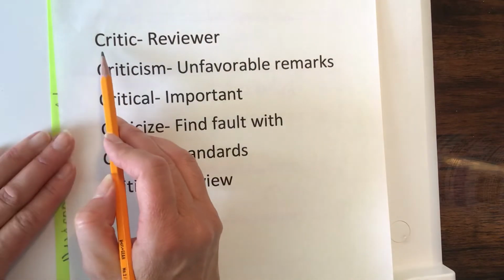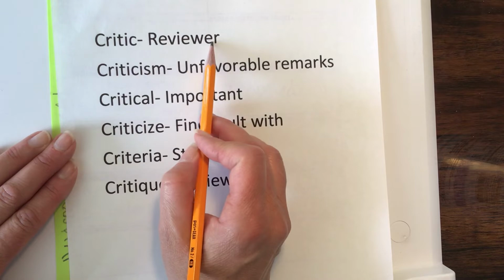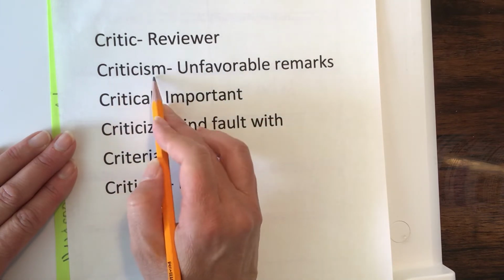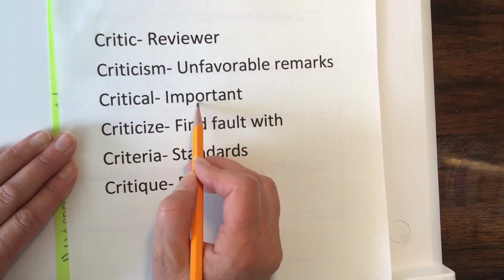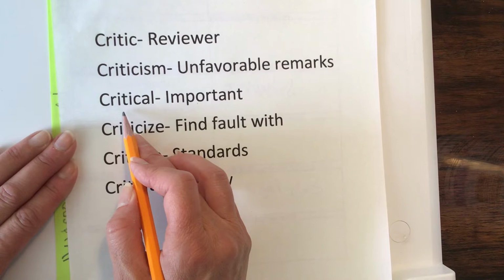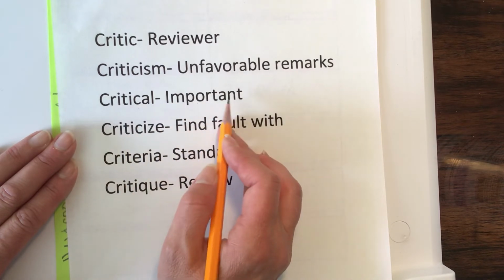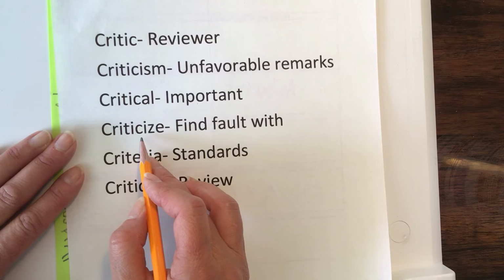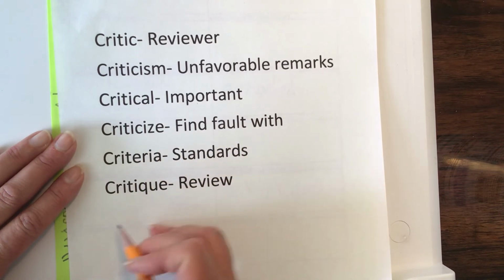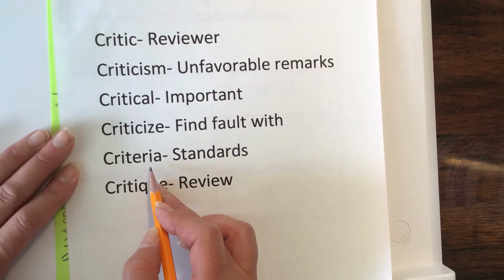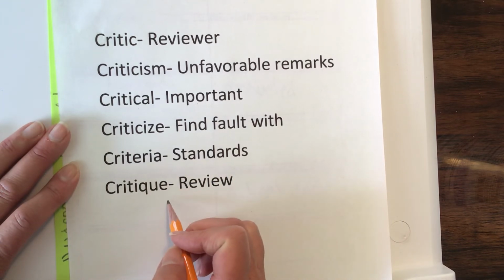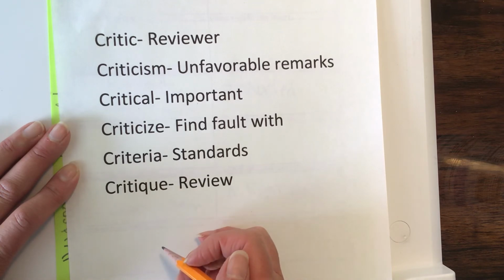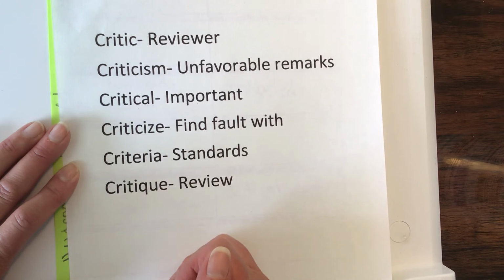All right, please write down critic. It is someone that reviews movies. Criticism: unfavorable remarks. We're familiar with that one already. Critical: it's important. If you happen to make it to the hospital and have to be on a ventilator, it's critical that you get the appropriate care, or the important care you need. Criticize: if you criticize your younger brother, you're finding fault with them. Criteria: I, as a teacher, have certain criteria or standards I have to teach to. And critique: that is a review or explaining someone's opinion of a movie, or like an Amazon review or critique of a product on Amazon.